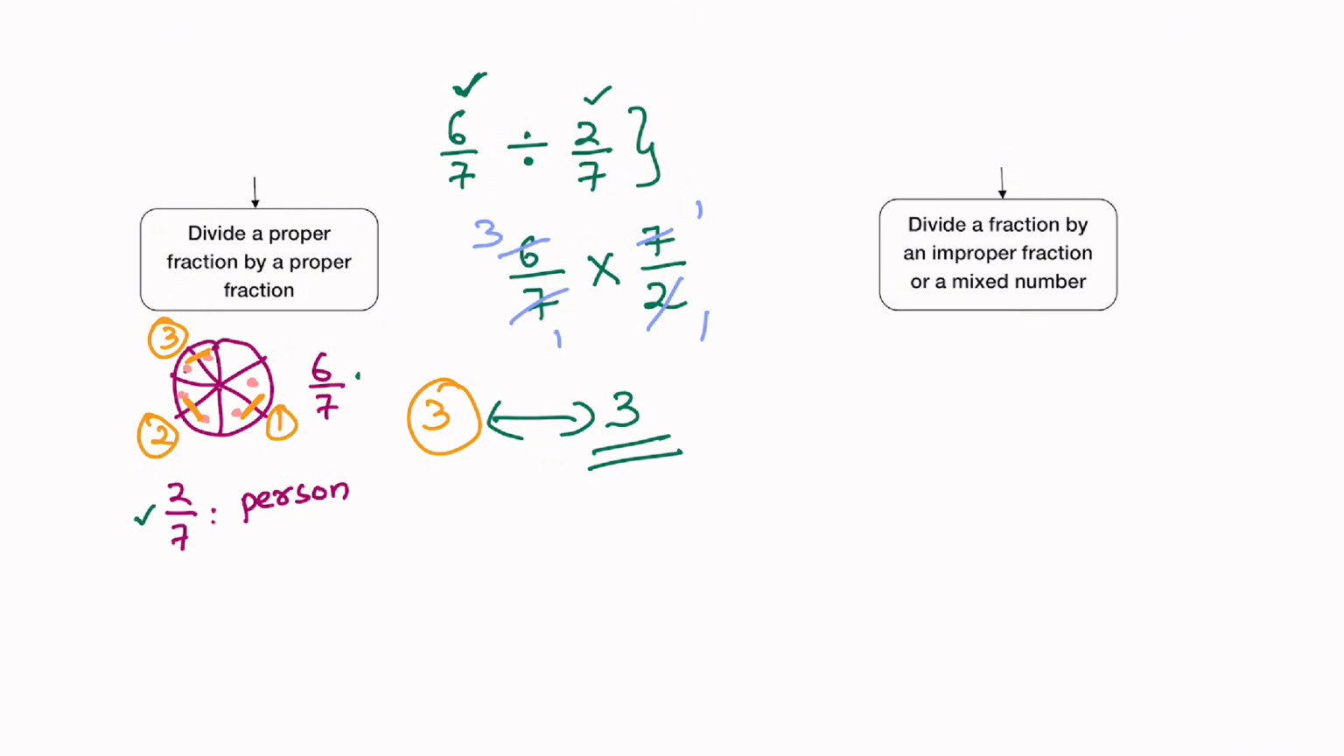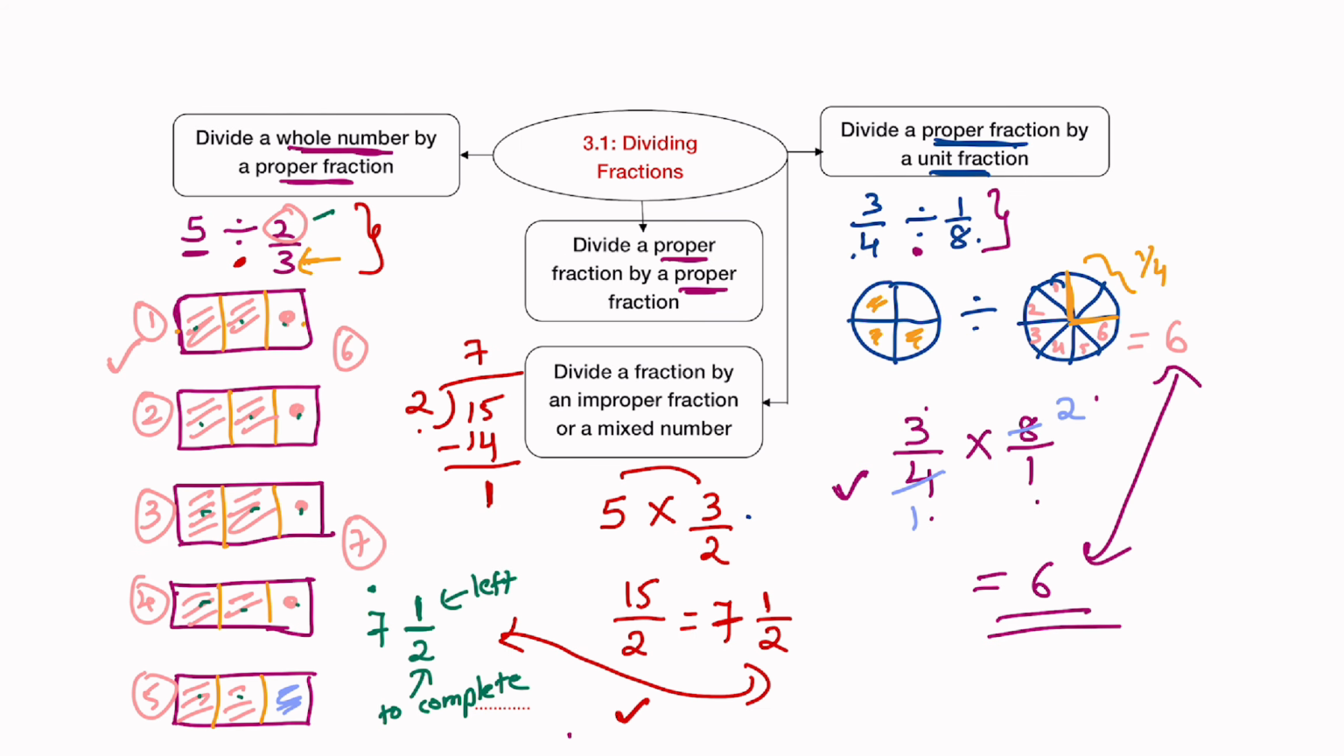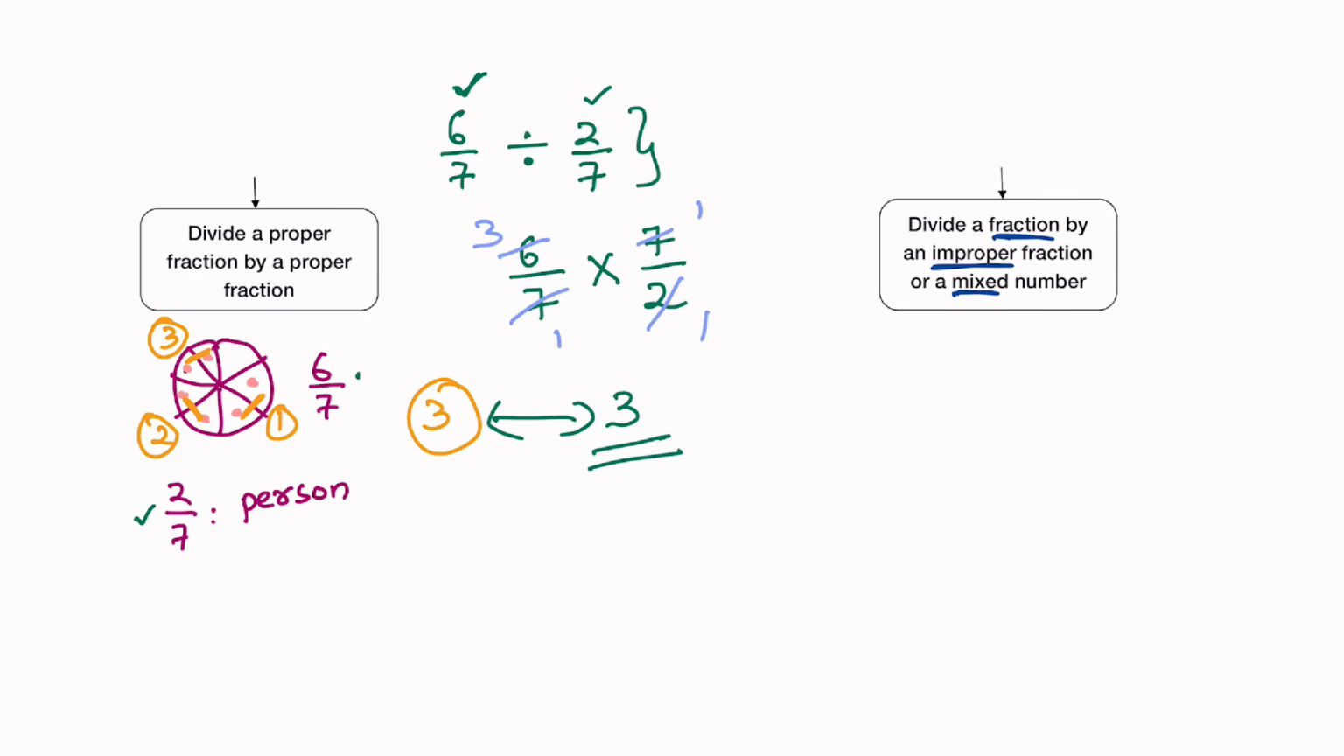And the last part says divide a fraction by an improper fraction or a mixed number. Okay? Improper fraction or a mixed number. Improper meaning numerator is larger than the denominator. And mixed numbers, we have already seen here, like the 7.5 here. This is a mixed number. Okay? So let's practice doing that. Let's say we have 7 upon 9, a fraction, divided by a mixed number.